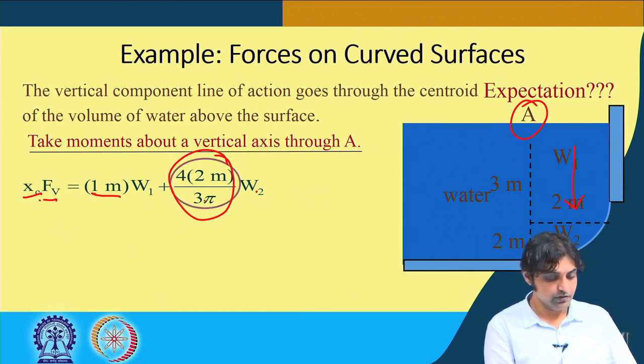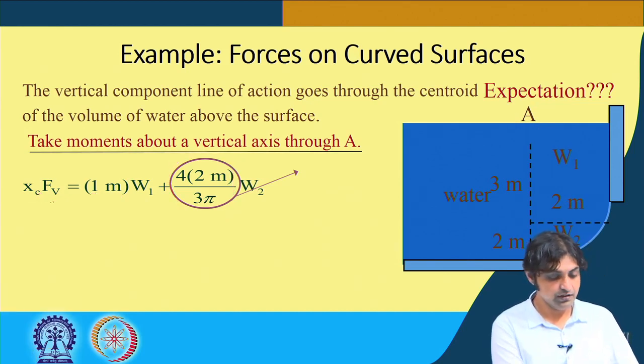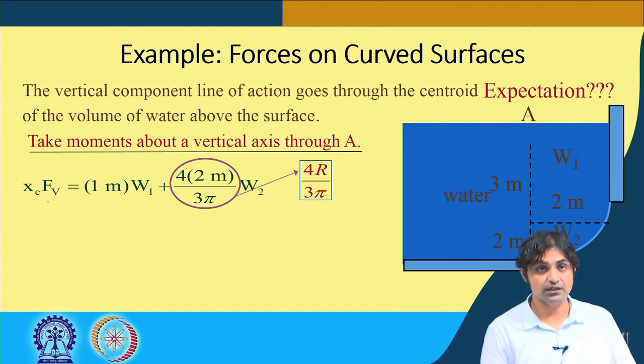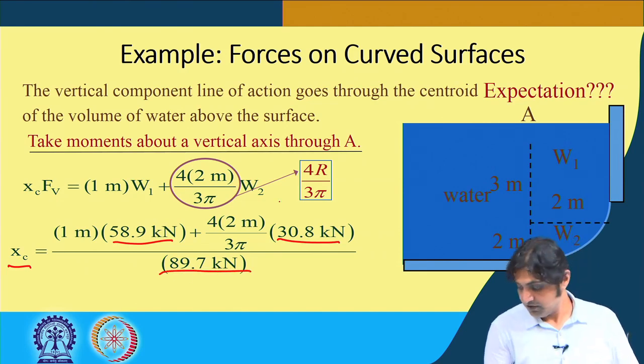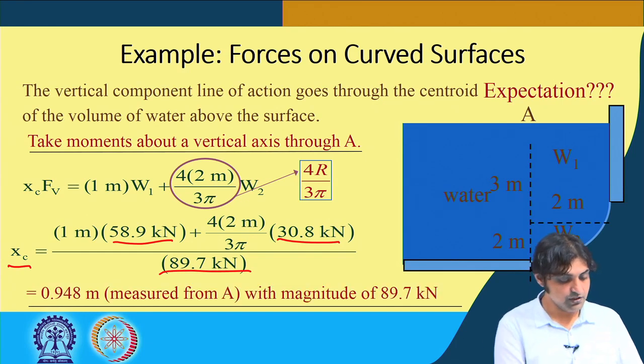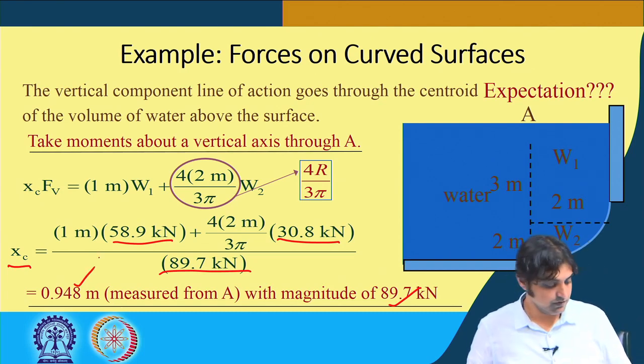So okay, let me erase this. So this is 4r by 3 pi, and this will give us the location XC. So it will be 1 meter, W1 was 58.9, this we already know, W2 was 30.8, and the total vertical force we found out was 89.7 in the previous slide. So this is actually going to give us 0.948 meter, measured from A, with magnitude of 89.7 kilonewton. So this is the magnitude and this is the location. Okay.